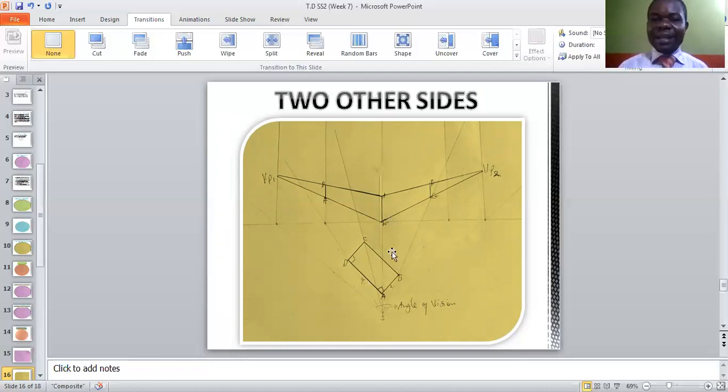After that, this top here, you take a line to join this bottom. And this top, you take a line to join this top. This top, you take a line to join this bottom. And this top, you take a line to join this top. You have completed the job. That is the completed drawing that you need to get. That is what I am talking about.